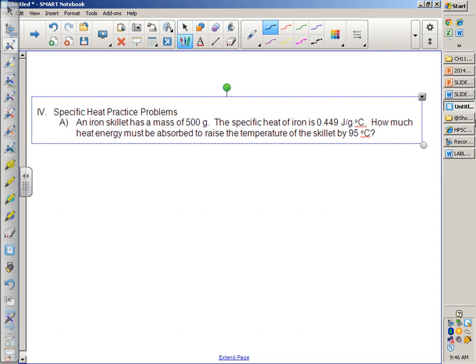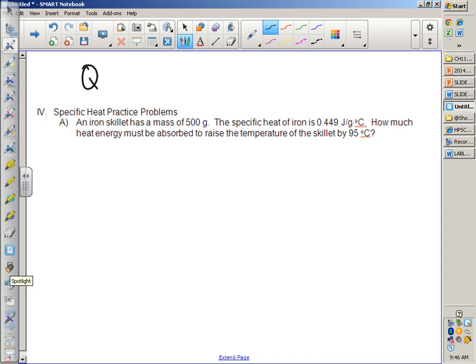So, to measure the energy that is gained or lost in this situation, Q is equal to M times C times delta T. Okay? Delta T represents one quantity, the change in the temperature.